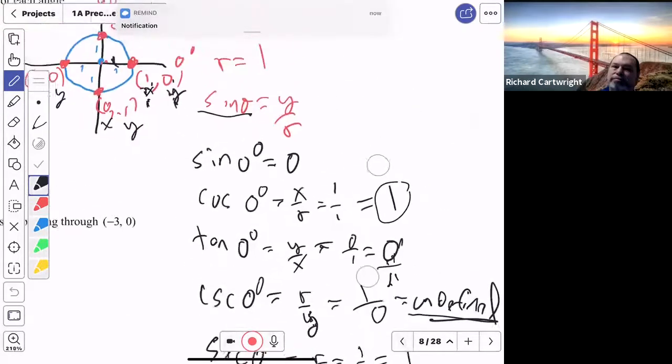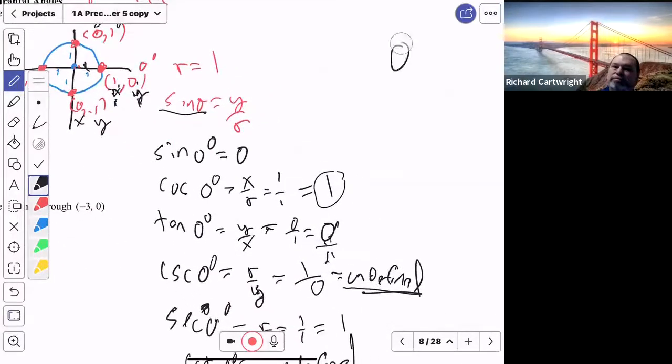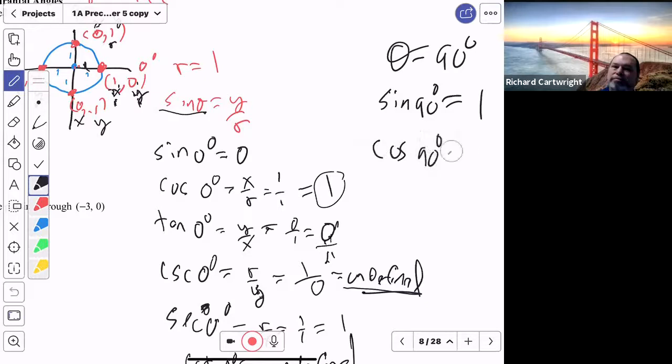Should I do one more with you? I'll do 90 degrees with you. Theta is 90 degrees. Here goes. Sine of 90 is y over 1. It's always over the 1 because r is 1. Y over 1 is 1 over 1, 1. Cosine of 90 is, and I'm going to give you a secret in a second here, x over r, which is x over 1, which is the x, 0.